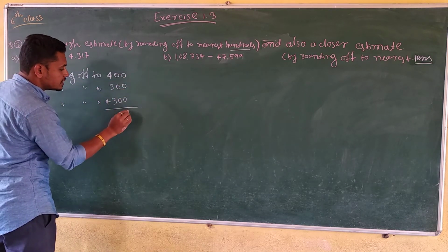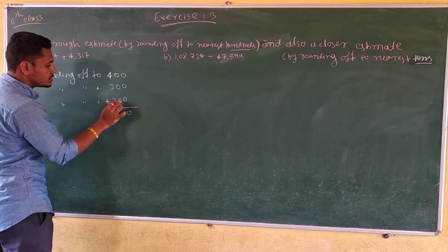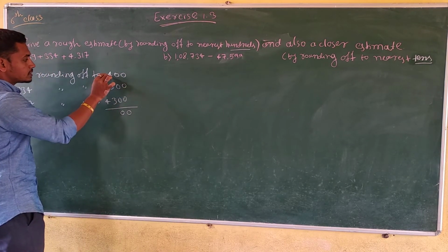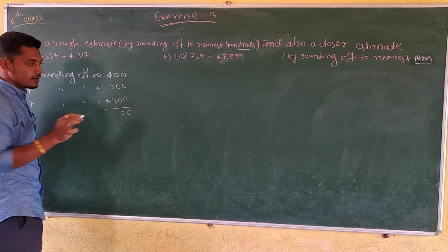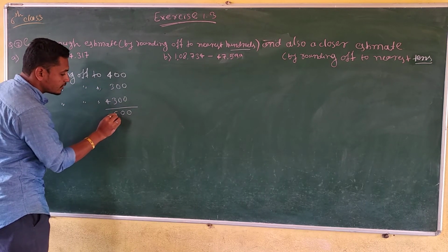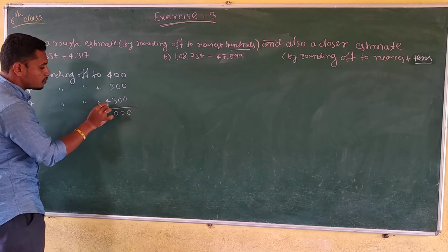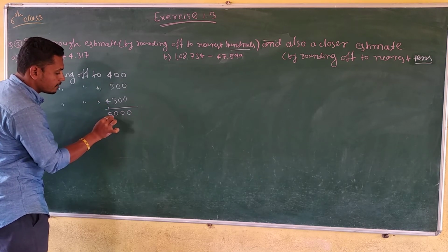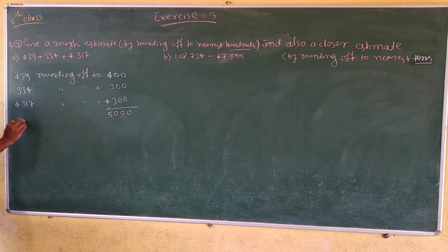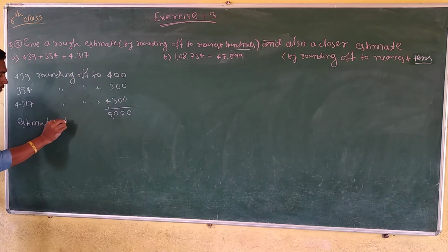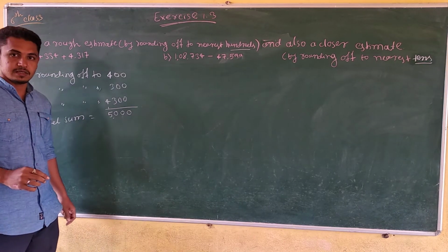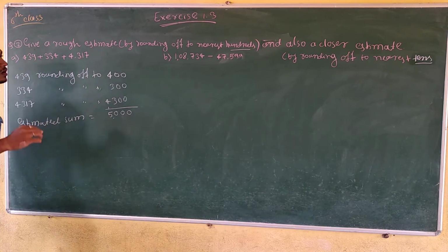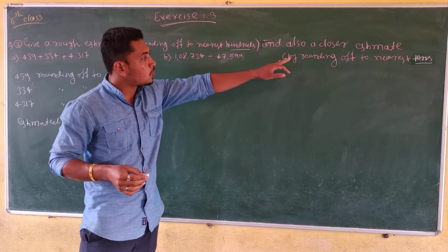0 plus 0 plus 0, 0, then 0 plus 0 plus 0, 0. 4 plus 3, 7. 7 plus 3, 10. This is right. So take one carry and 4 plus 1, 5. So the estimated sum is 5000. Is it right? Now we have to find the closer estimate.